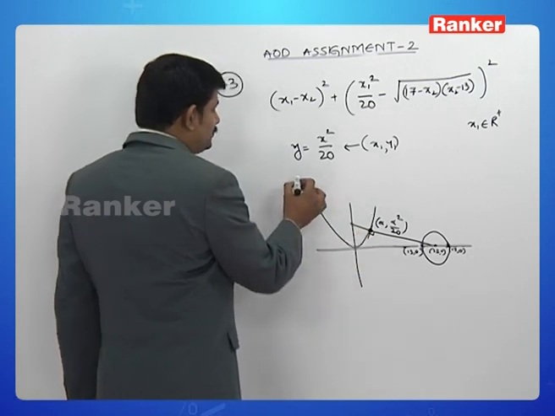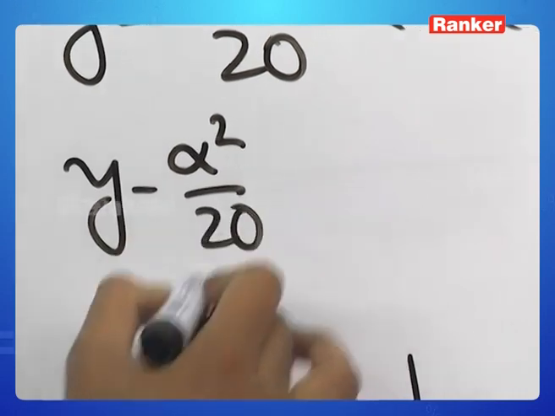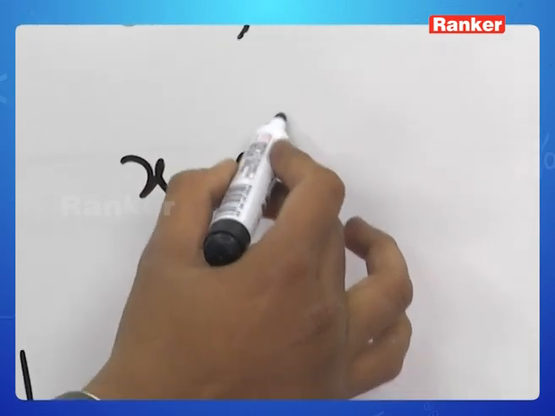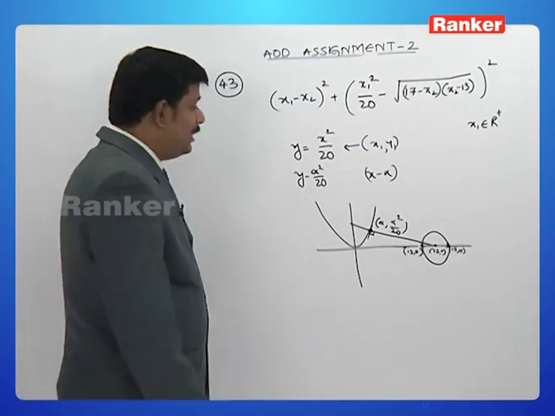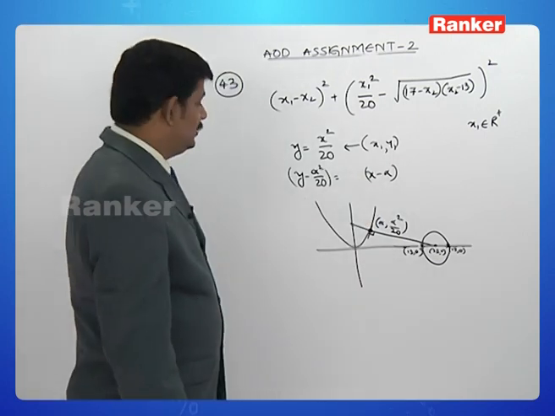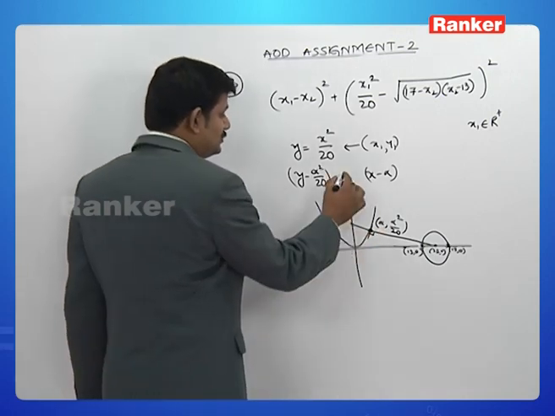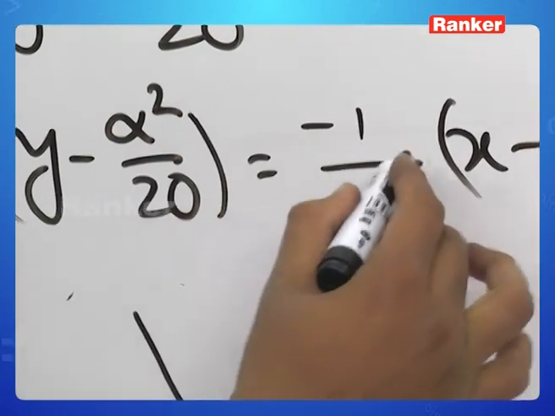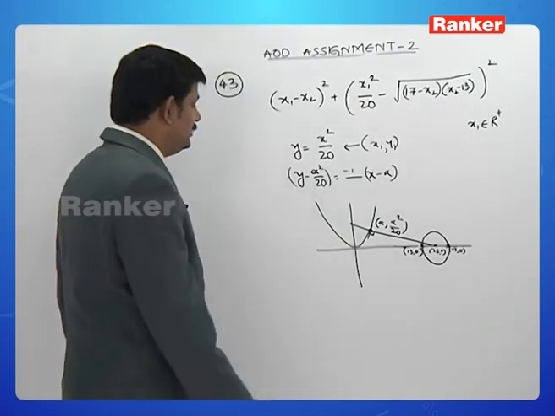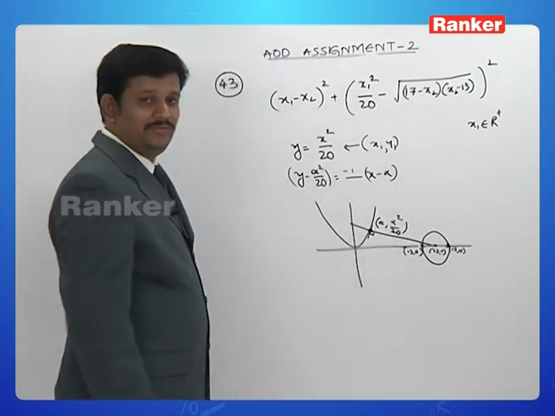Equation of normal at this point passes through alpha, alpha square by 20. Alpha square by 20 is the y coordinate at that point, alpha is the x coordinate at that point. So, y minus y1 is equal to m into x minus x1, where m is minus dx by dy. Minus dx by dy is minus 1 when we differentiate with respect to alpha, dx by d alpha divided by dy by d alpha with a minus sign. Dy by d alpha is 2 alpha by 20 or alpha by 10.